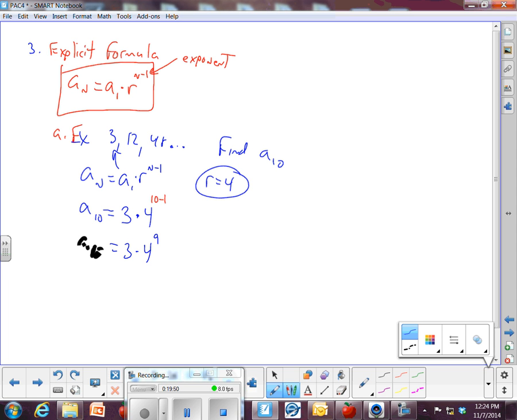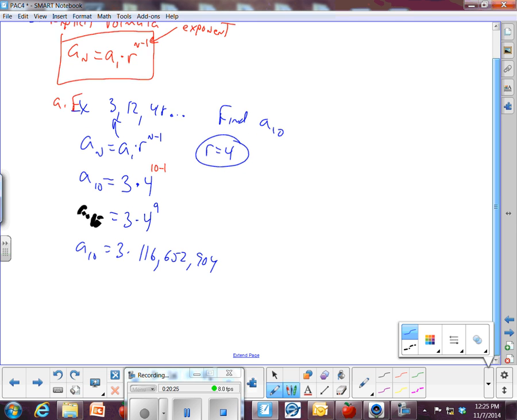What's the order of operations? Somebody say it out loud for me. What do you do first? So I better do the 4 to the 9th power first, shouldn't I? Because that's the order of operations. So here's what that number is. A sub 10 equals 3 times 262,144. And then we've got to multiply times 3.